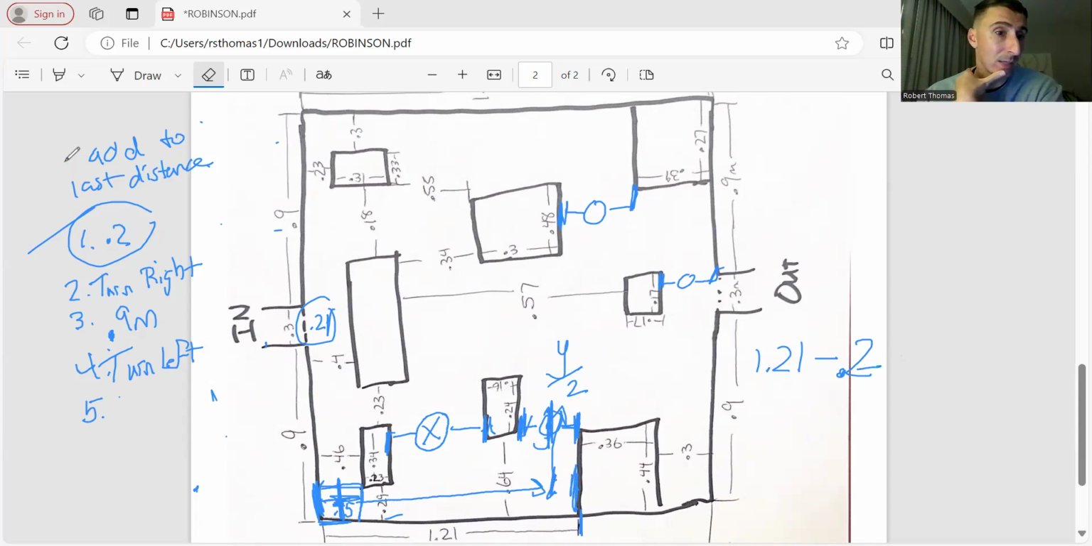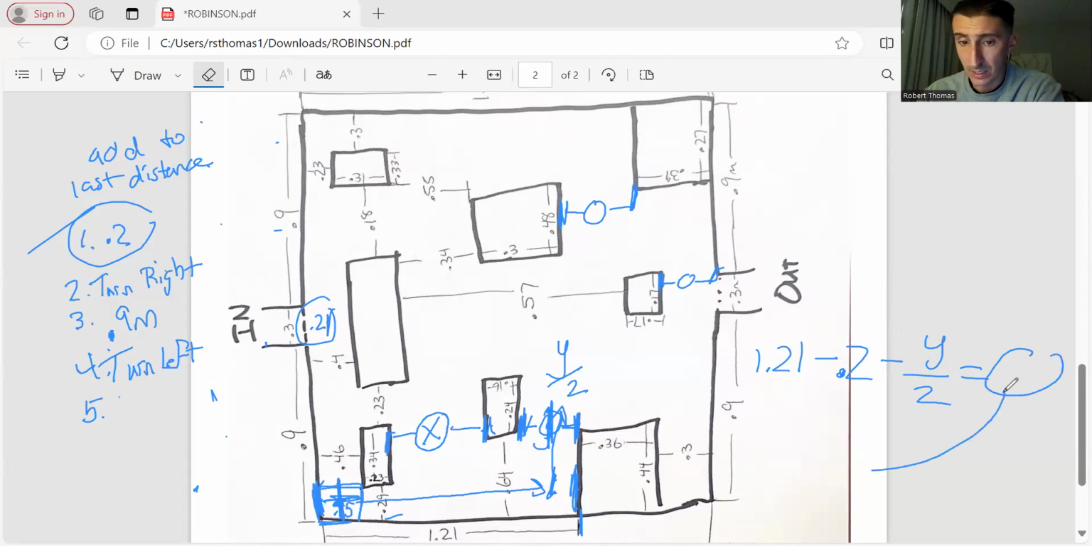Oh my gosh. Sorry, this pen is very frustrating. 0.2 minus y divided by 2. That's going to equal your next distance. This distance here is going to equal your next distance. And then number 6 is going to be what? You're going down, you're going to turn left.